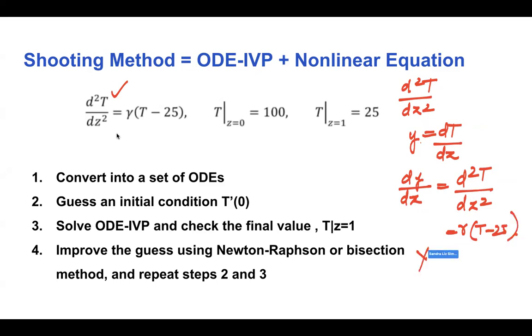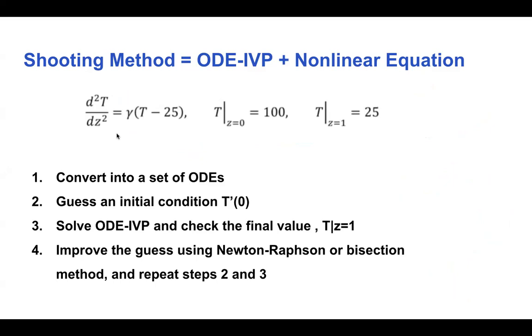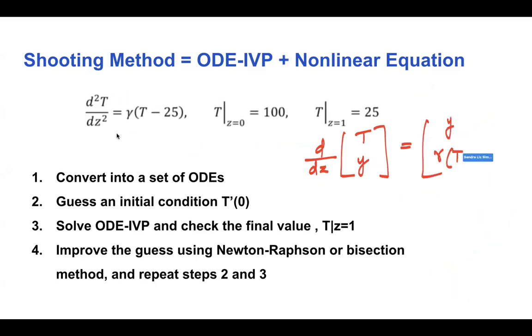Now we declare a capital Y in such a way that the first variable comes from here, that is t, and the second variable comes from here, that is small y. So now the whole system can be classified into two first order ODEs. And finally, how will it look? First we'll have a system like d by dz of t comma y, and this will be equal to y comma gamma t minus 25.